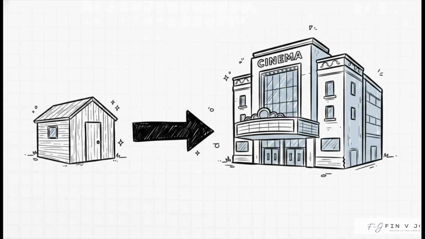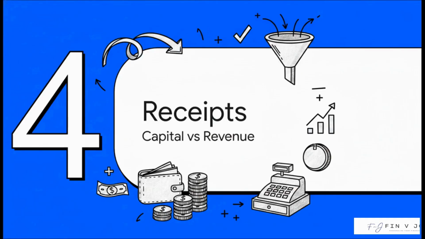Surprisingly to a lot of people, this is actually a capital expenditure. Even though the huts themselves are completely temporary and short-lived, constructing them was incidental and absolutely necessary to build the main fixed asset, the cinema hall itself. Because of that, the cost of those demolished huts is actually added right into the total capitalized cost of the cinema building. Which brings us to Part 4, Capital versus Revenue Receipts.